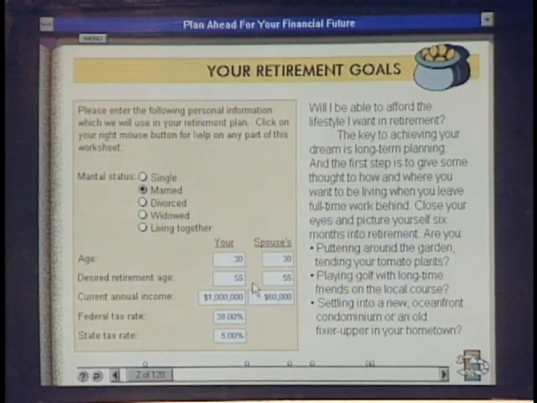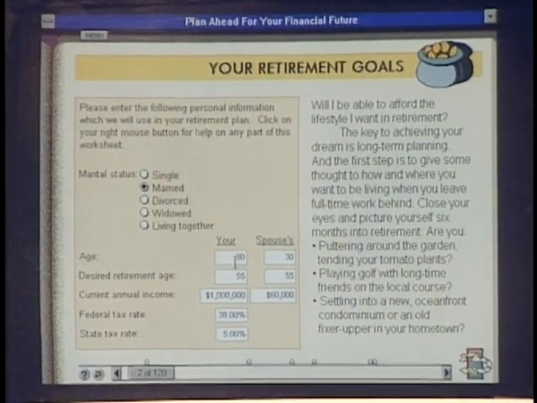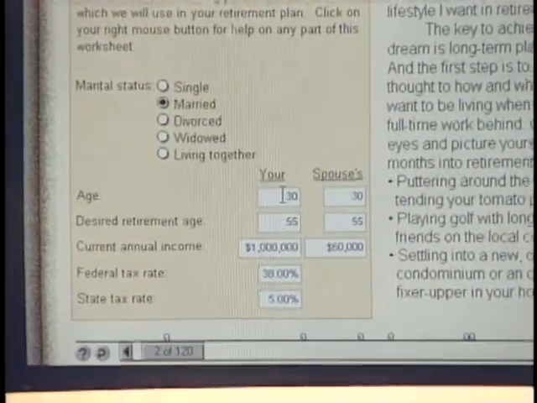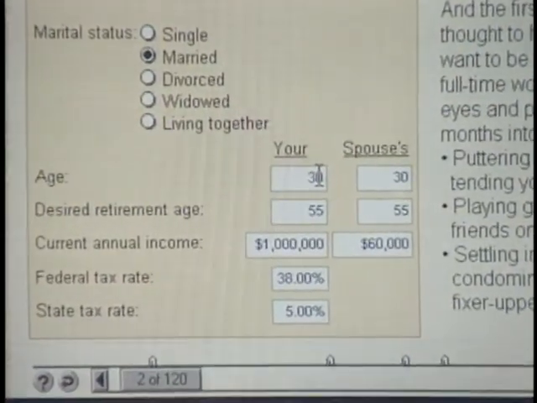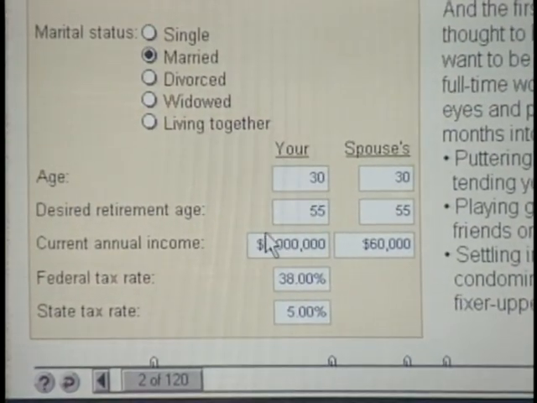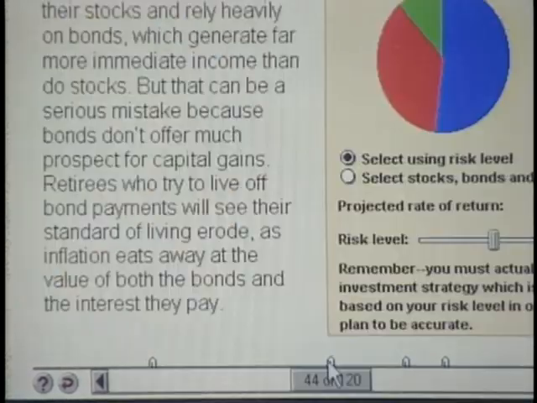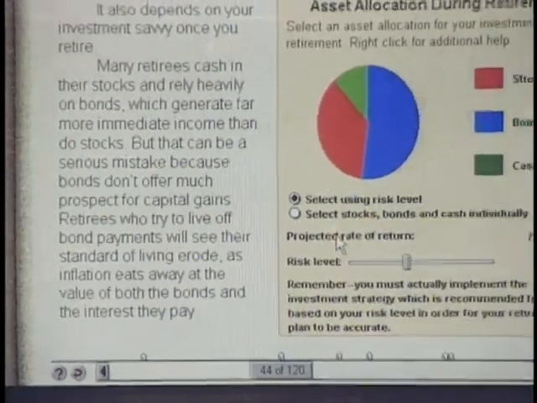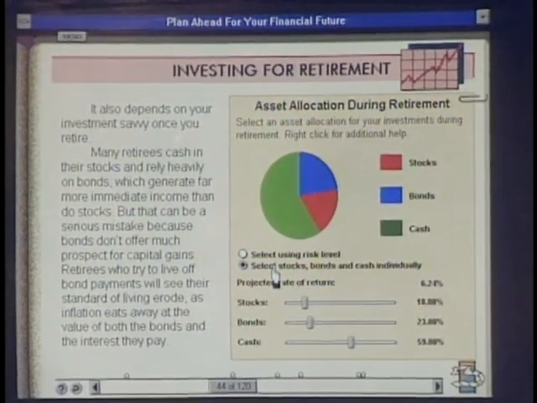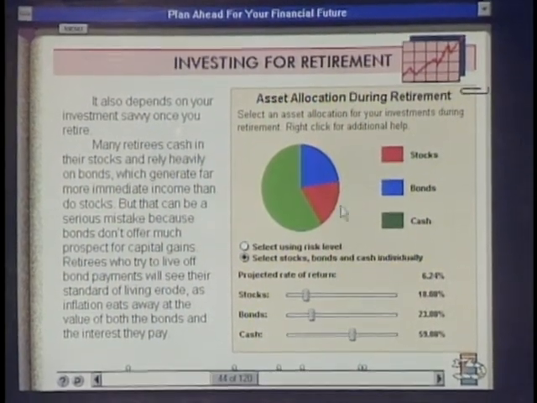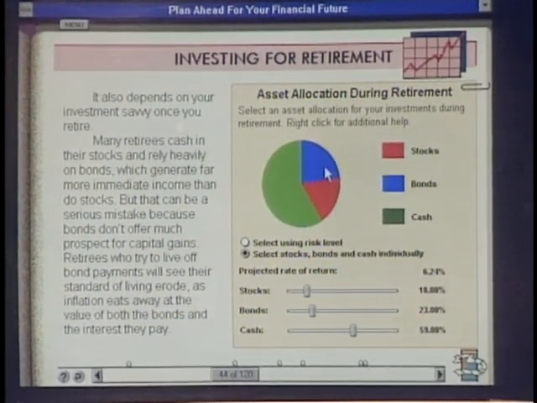So for example, here I've entered information about you. Well, theoretically about me, okay? Exactly, your age, all right, we've got 30. Somebody who's 30 years old, wants to retire at 55, is making $1 million a year, etc. Exactly. Over here, you enter information about the asset allocation that you would want for your investments, how you're going to divide your investments between stocks, bonds, and cash.